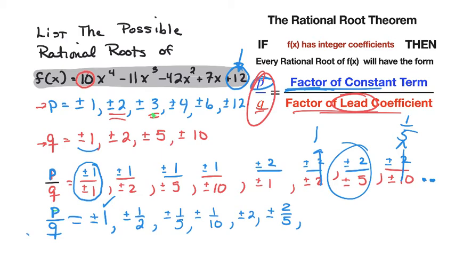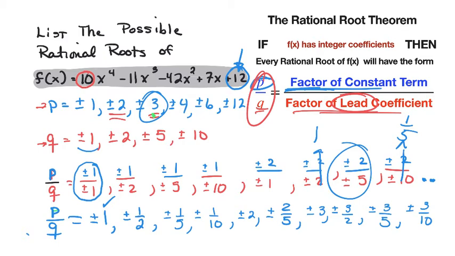You won't see the rest of these things. I'll simplify as I go. So I'm starting with the 3. So I go 3 over 1, 3 over 2, 3 over 5, and 3 over 10. Now those are repeats, so that's my 3's.